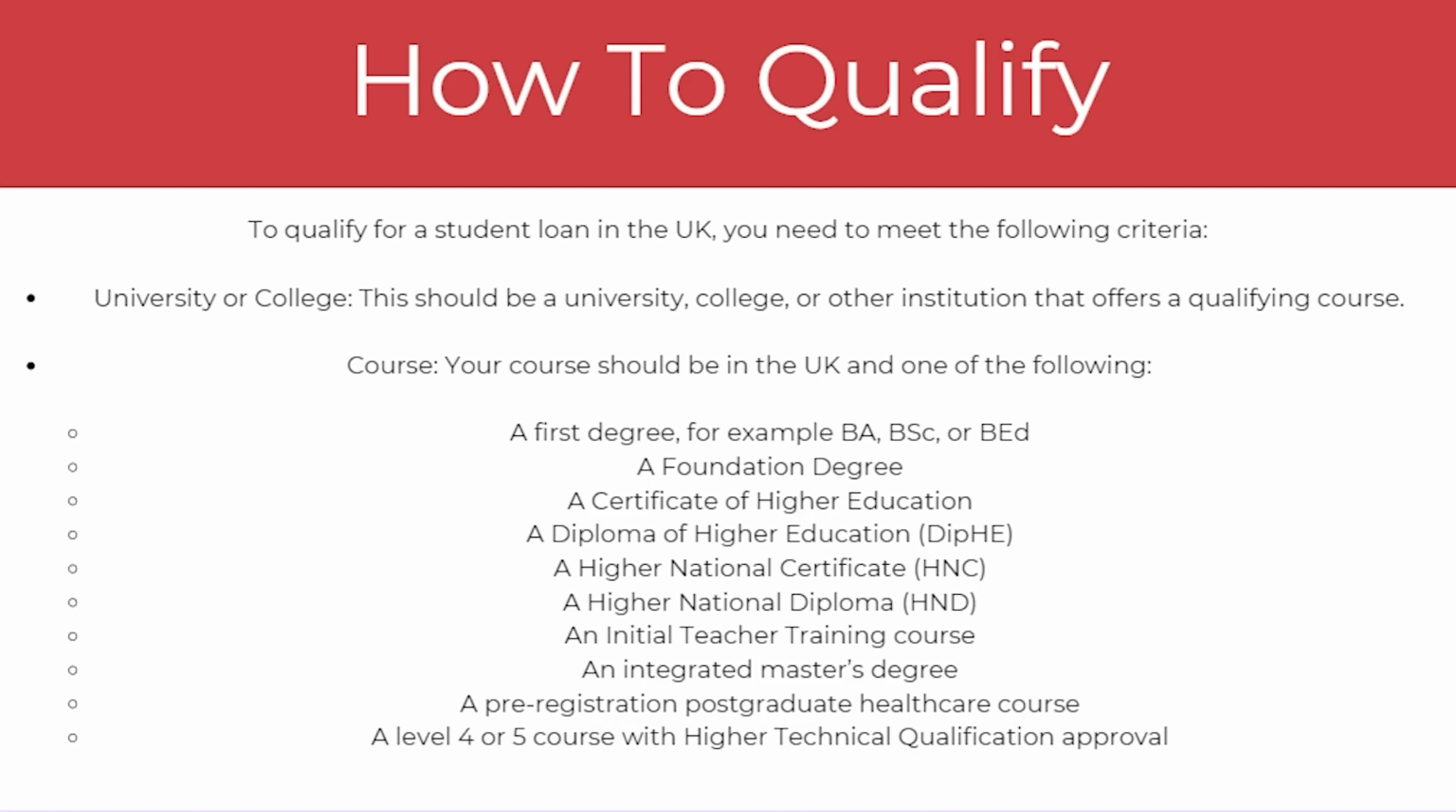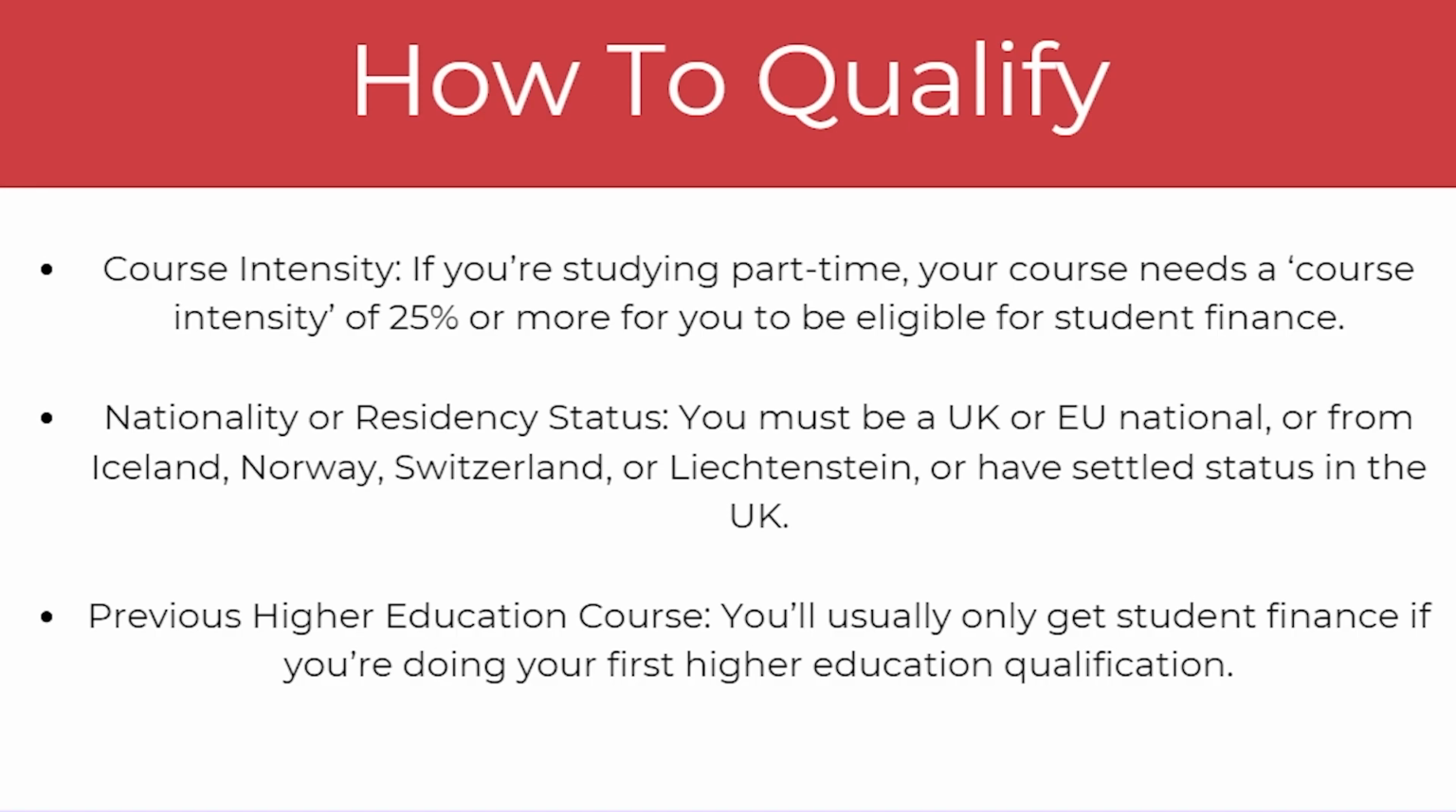So how do we qualify? To qualify for a student loan, you must meet the following criteria: university or college. This should be a university, college or other institution that offers a qualifying course. And for your course, it should be in the UK and be one of the following. Also, the course intensity. If you're studying part-time, your course needs a course intensity of 25% or more for you to be eligible for student finance.